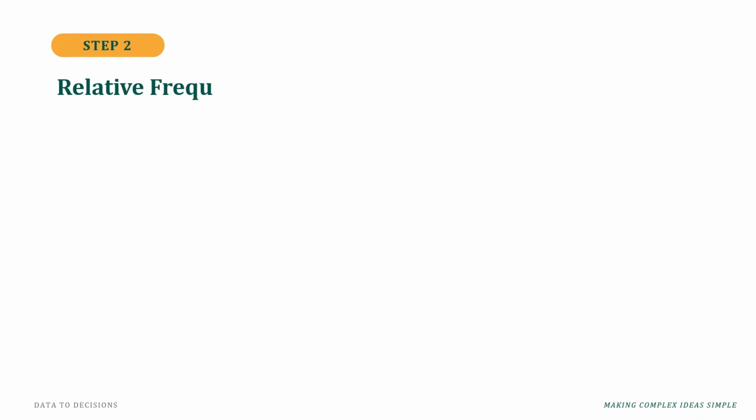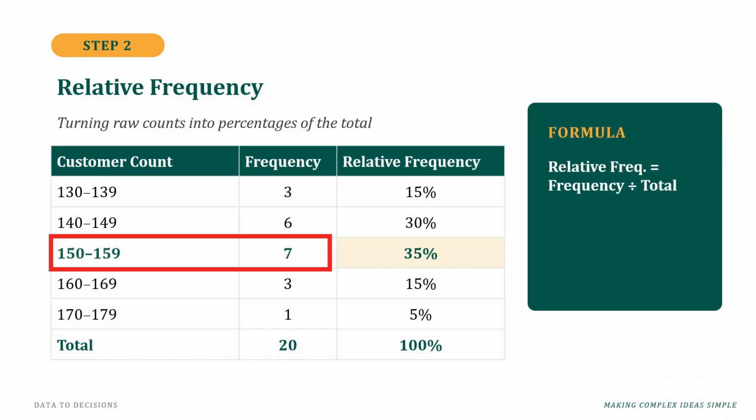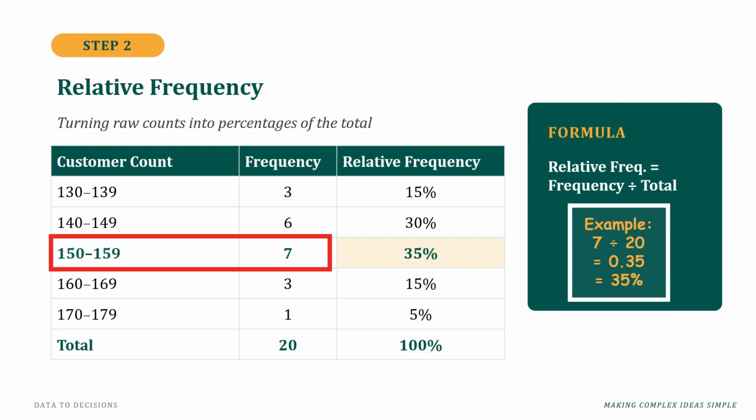Relative frequency just turns raw counts into percentages of the total. Take the busiest class: 150 to 159 customers, 7 days out of 20. 7 divided by 20 is 0.35 or 35%. That's the single most common range for Sarah's Cafe. Over a third of all days land there. Percentages are easier to compare and communicate than raw counts, especially once your dataset gets bigger.